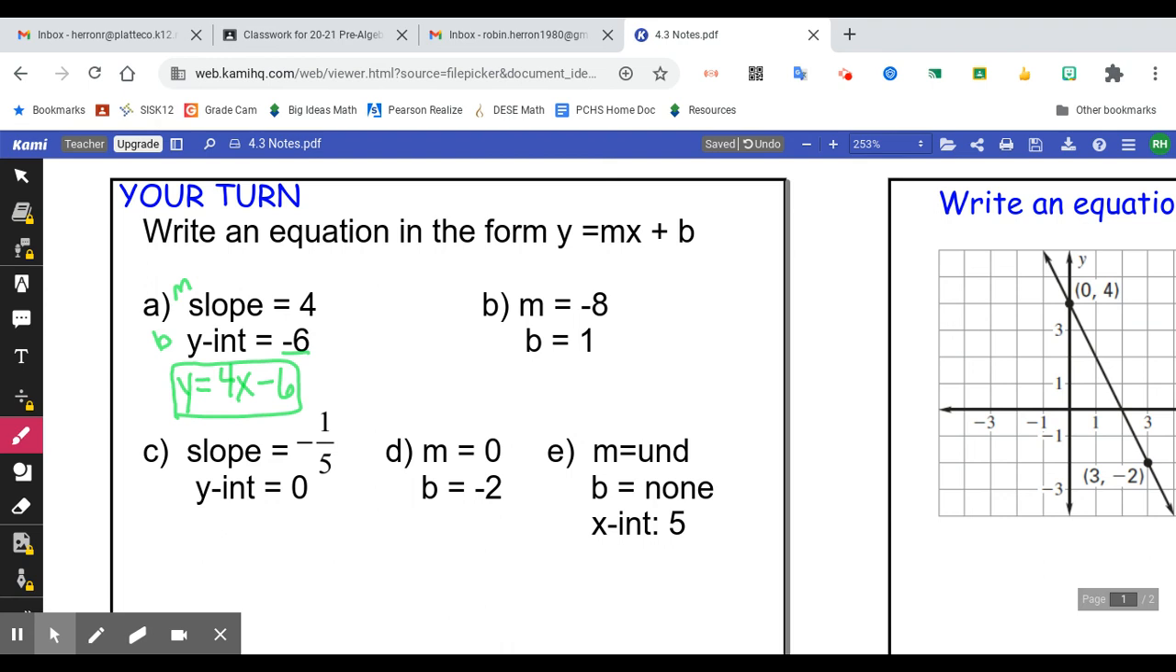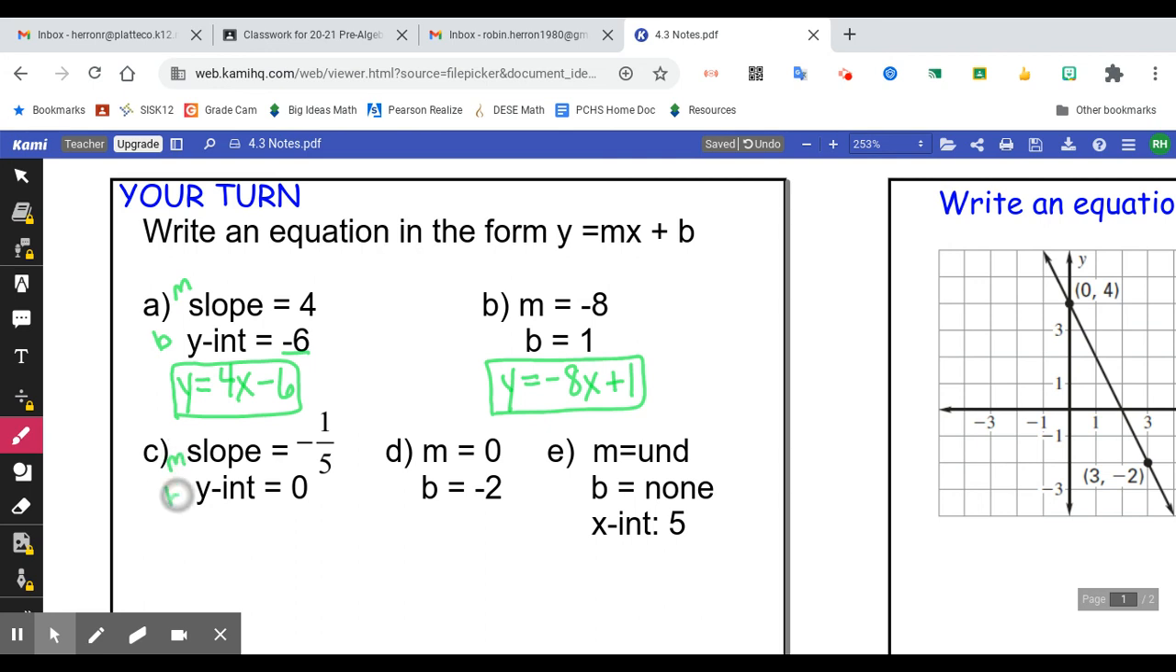We're not doing anything else just yet. Again, here's m, here's b, so y equals m, which is -8. X stays the same, plus 1 because it's a positive 1. There's your answer, a slope-intercept form equation. The next one.